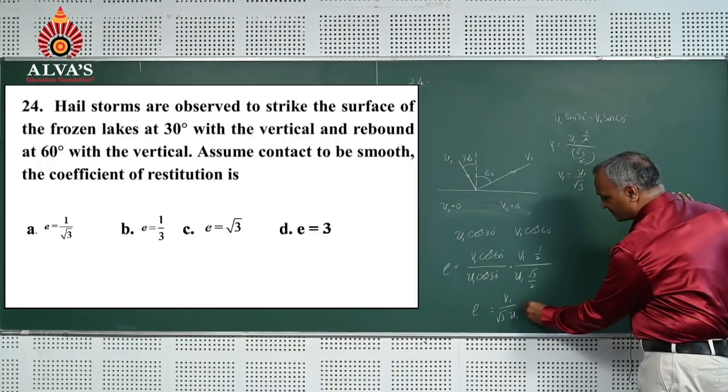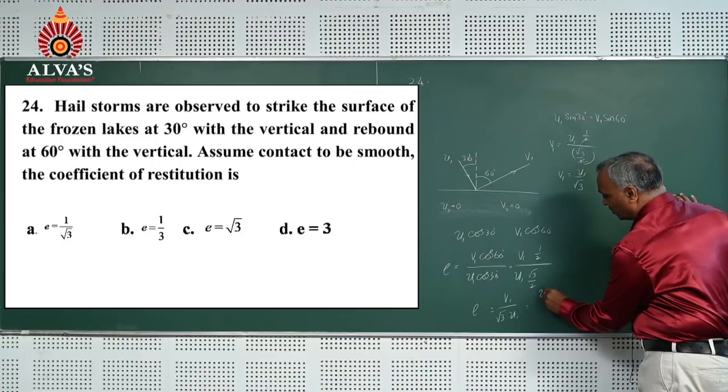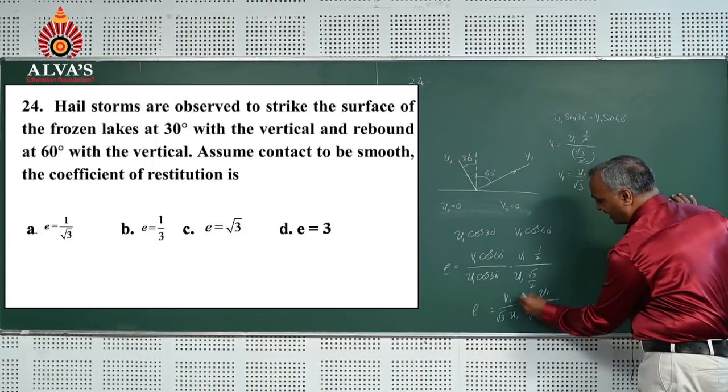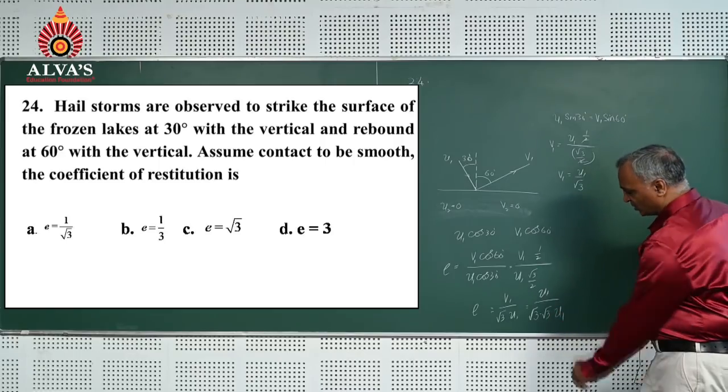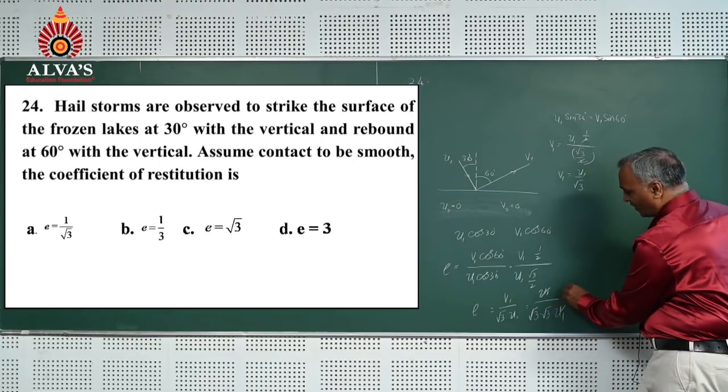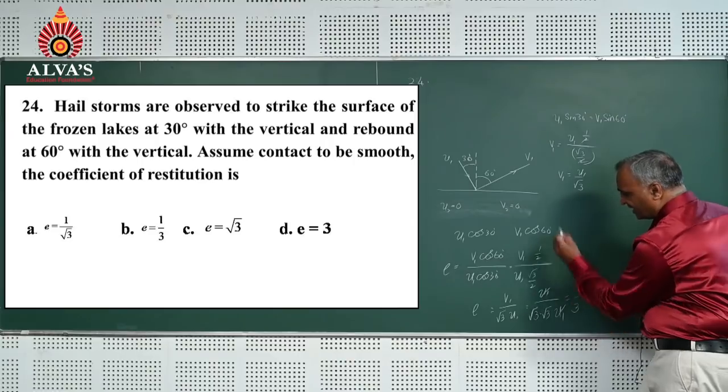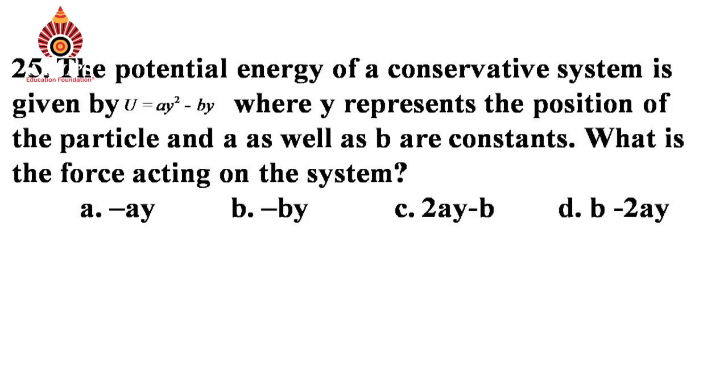And so I'll substitute it here. So it is u1 divided by root 3, over v1 into root 3 into u1. So this u1 cancels, 1 by root 3 into root 3 is 3. So E is equal to 1 by 3. I'll go for option B. Question number 25.